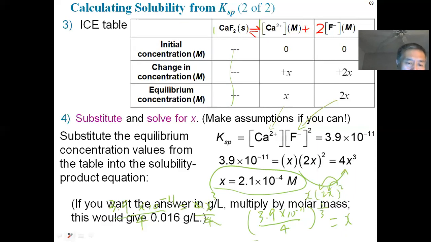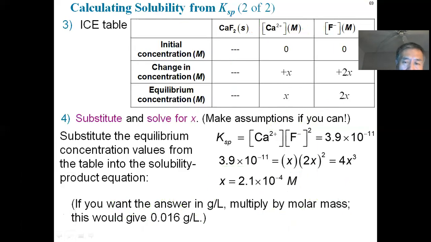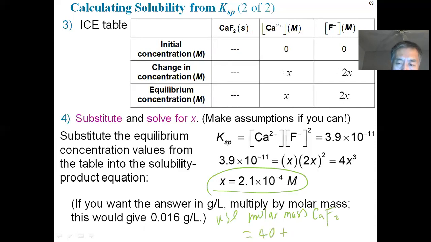And if you want to convert this molar solubility into grams per liter, you can use the molar mass. The molar mass for CaF2 equals approximately 40 plus 2 times 20, about 80 grams per mole. So you take 80 grams per mole times this, and you get about this much grams per liter.